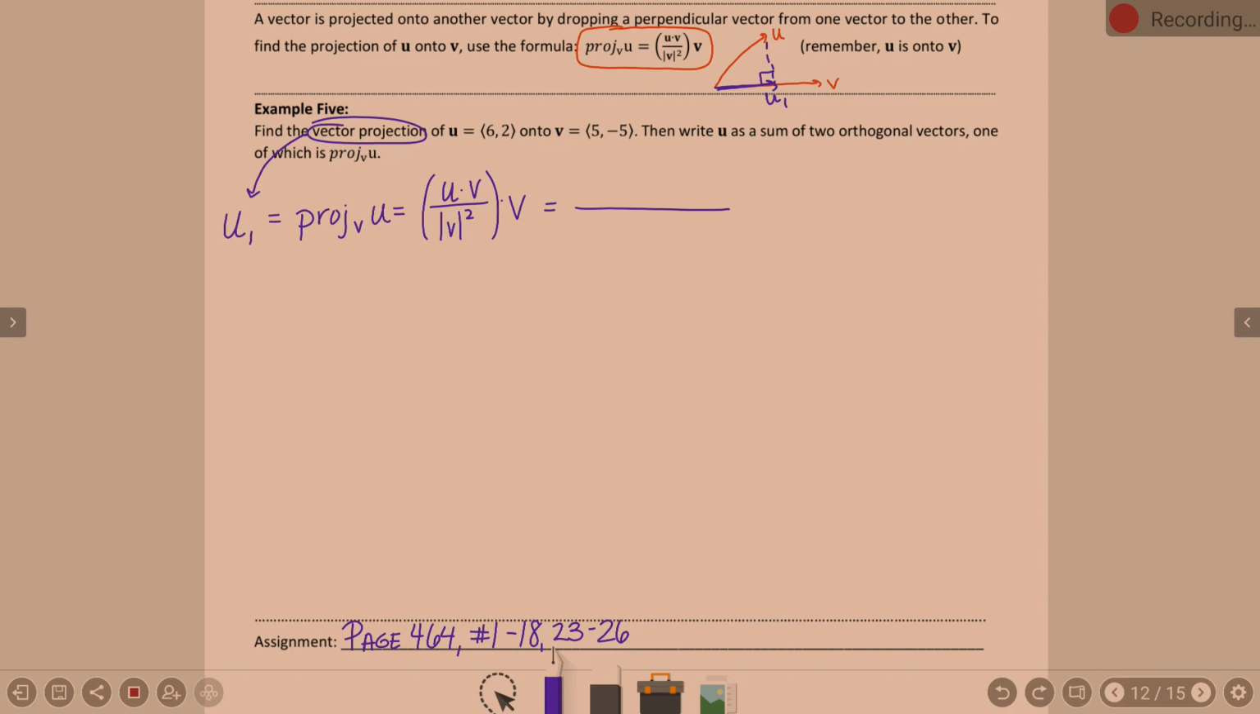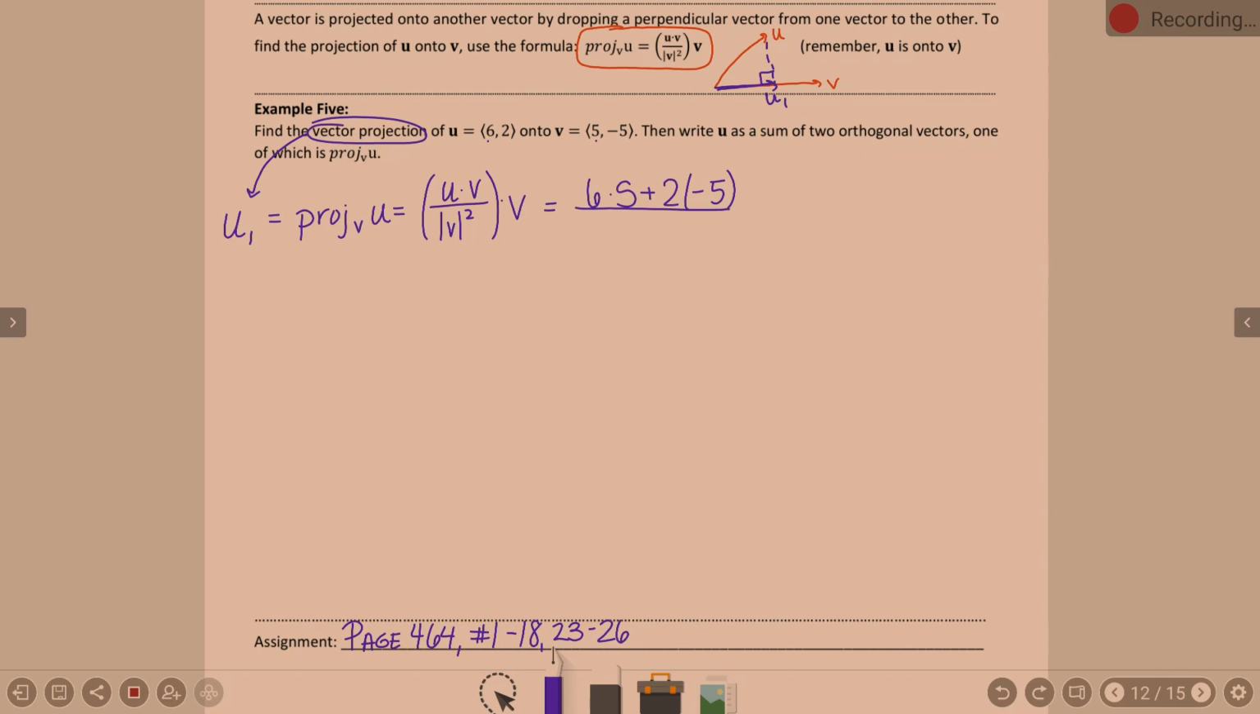So if we do the math, it's the 6, 2 times the 5, negative 5. So we're going to do what? 6 times 5 plus 2 times negative 5. I'll come back and complete that math in a moment, but that's what's going to go on top. On bottom, it's the magnitude squared.